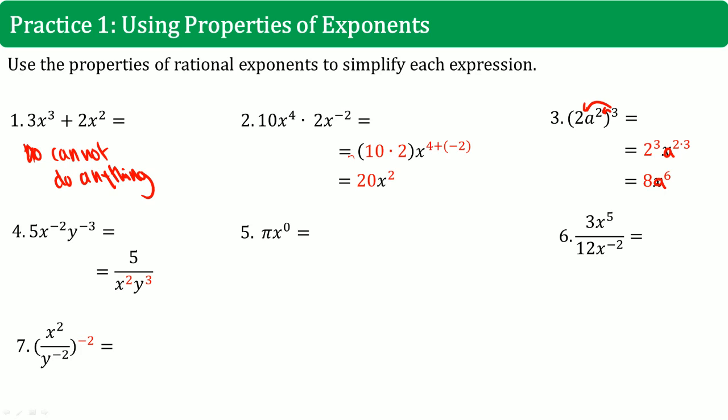Number 5. We saw it's pi times x to the 0 power, and we know x to the 0 power is just 1. So we can write pi times 1, which is just pi.